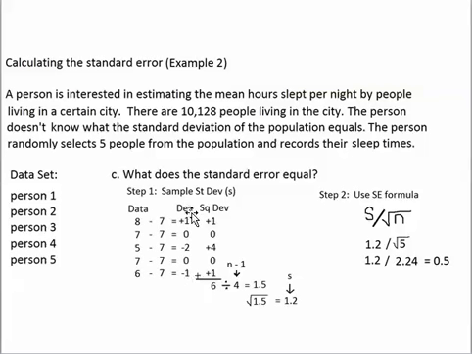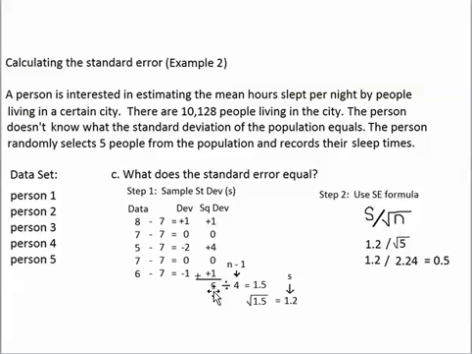We multiply each deviation by itself to get these squared deviations. 1 times 1 is 1, 0 times 0 is 0, negative 2 times negative 2 is just 2 times 2, it's 4, and negative 1 times negative 1 is just 1 times 1, and it's 1. We add the squared deviations and we get a total of 6.